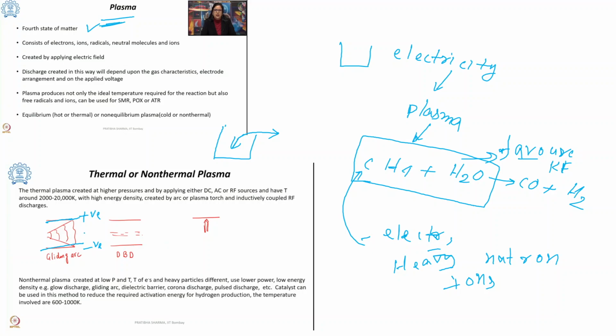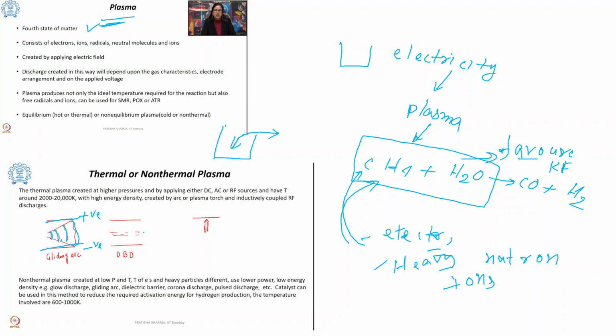This is the gliding arc reactor. Initially the spark will be produced here, and then the next spark will be produced. This spark will generate the electrons, neutrons, and ions. These ions, electrons, and neutrons will stay in the plasma form, and this plasma will help the SMR reactions.